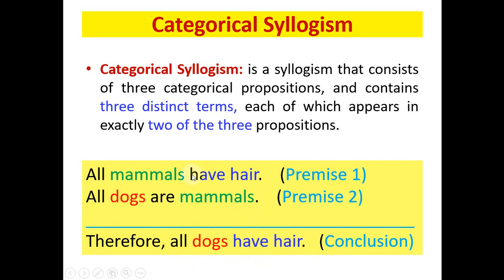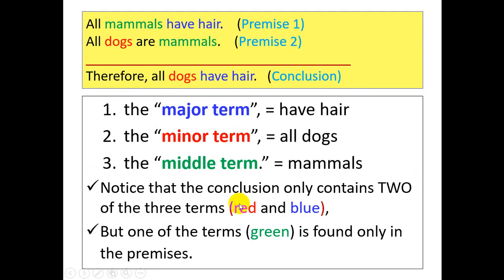But examine again, we can notice that this term is like that. So when we say all mammals have hair, all dogs are mammals, and therefore all dogs have hair. This is a deductive argument and it is a categorical one. Okay, let's move here.